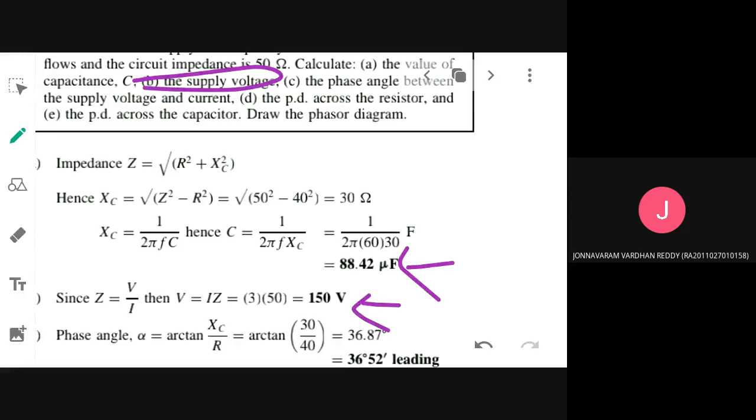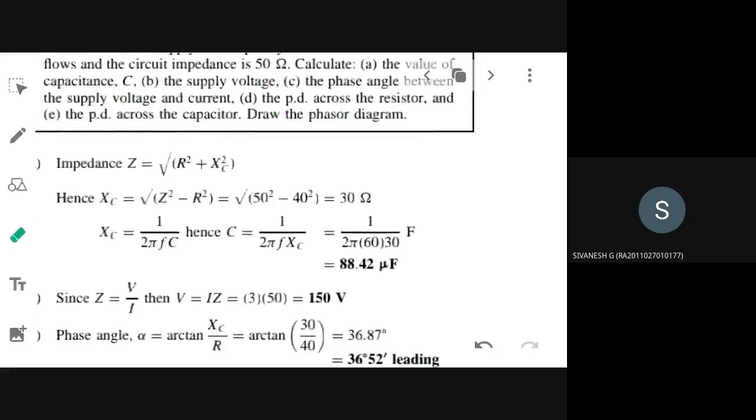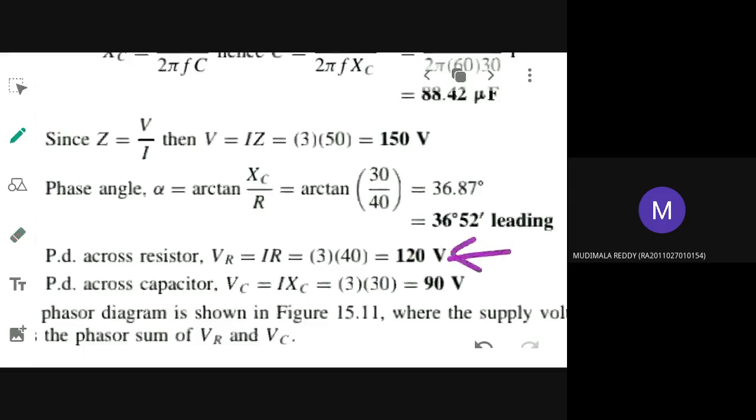Then potential difference across the resistor and the potential difference across the capacitor. That is VR, you need to find by the formula IR. VR is 120. Let me check it out. Yes, VR 120. Then VC is given by I XC.